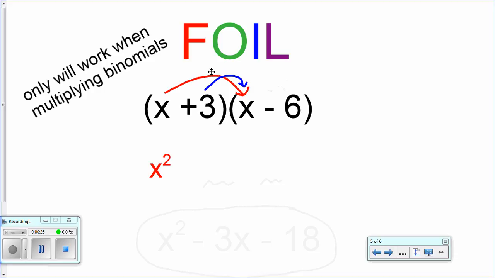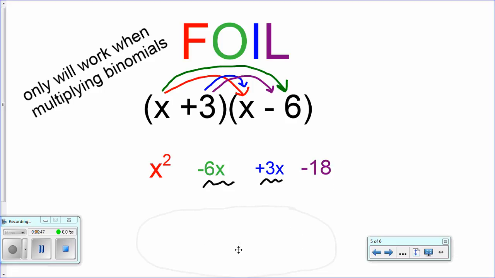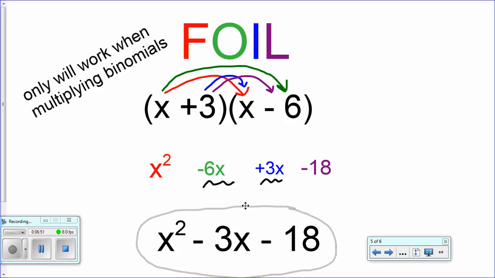O stands for outer, so you multiply the outer terms of each binomial, the x and the negative 6 together. You get negative 6x. Inner is your blue. You multiply the two inner terms here, the 3 and the x. You get positive 3x. And L stands for last. The last one of each binomial, the 3 and the negative 6, gives you negative 18. Again, combine your like terms. You still get x squared minus 3x minus 18. And there you go. Okay?